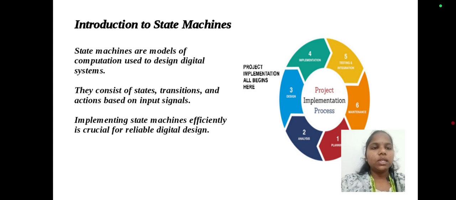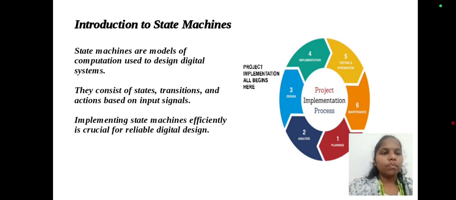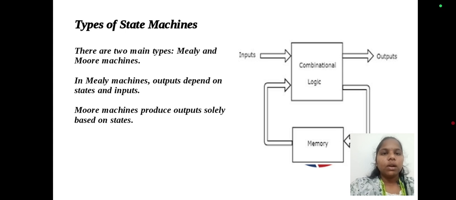Project implementation process: first planning, second analysis, third design, fourth implementation, fifth testing, sixth maintenance. Types of state machines.